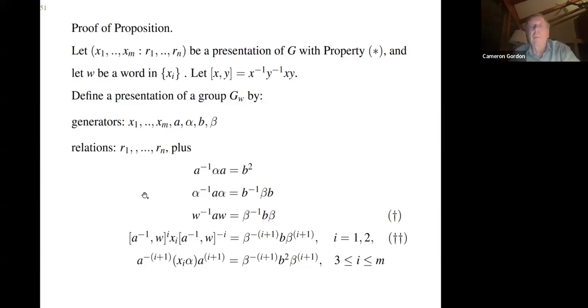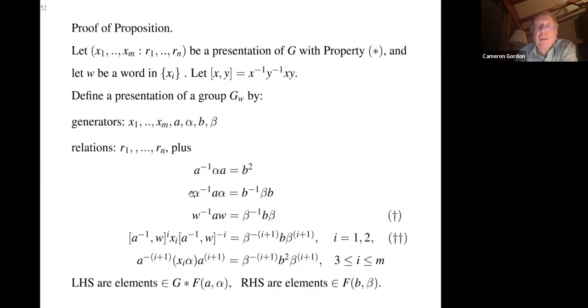I'll come back and explain why this makes sense. Let's just notice for the moment that the words on the left represent elements in the free product of the group G with the free group on A and alpha. The stuff on the left just involves the Xi's and A and alpha, so it represents elements in this free product. Similarly, the elements on the right represent elements in the free group on B and beta.